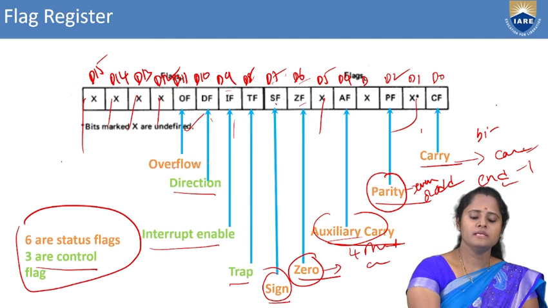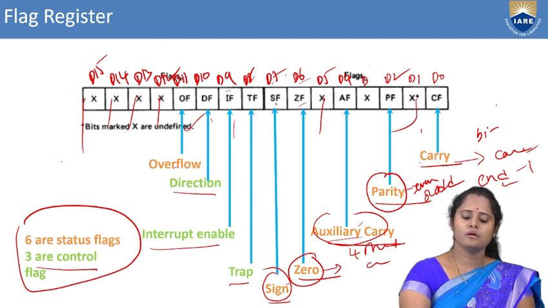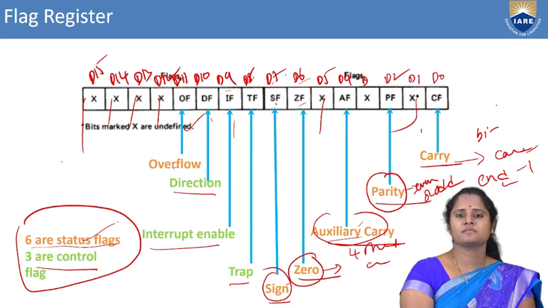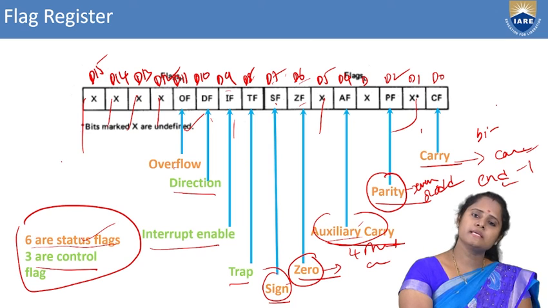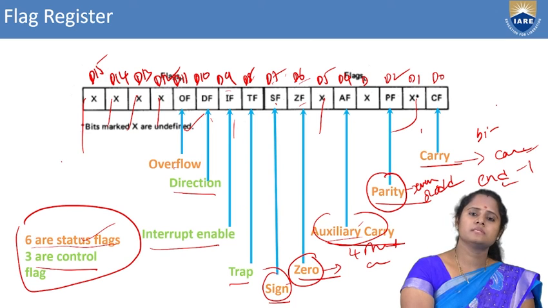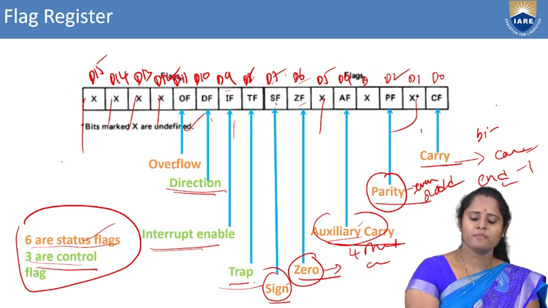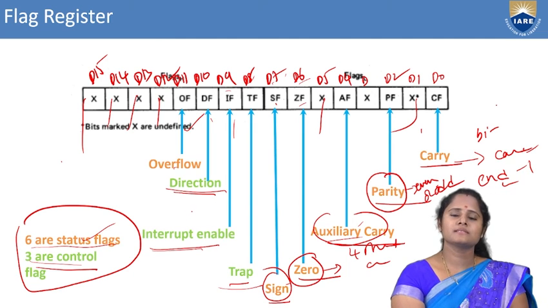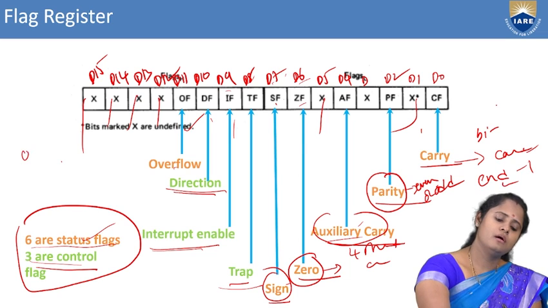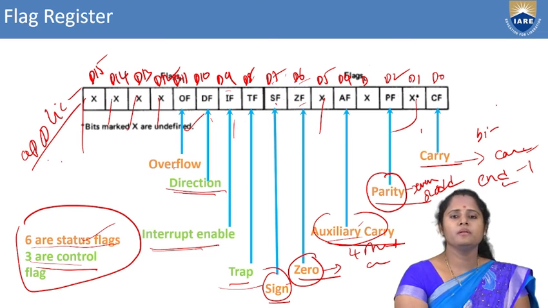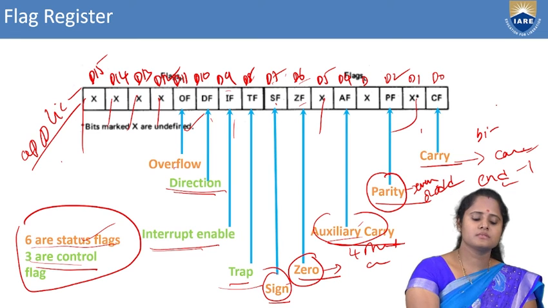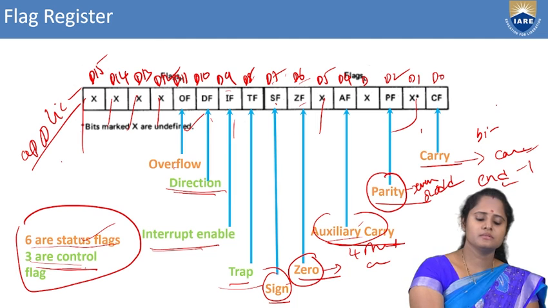So these 6 flags are called status flags. They will be automatically set and reset according to the CPU operation. Next, the direction flag, interrupt flag, and trap flag are only accessible by the application, that is, by the people who are writing a program. These are the 3 flags.